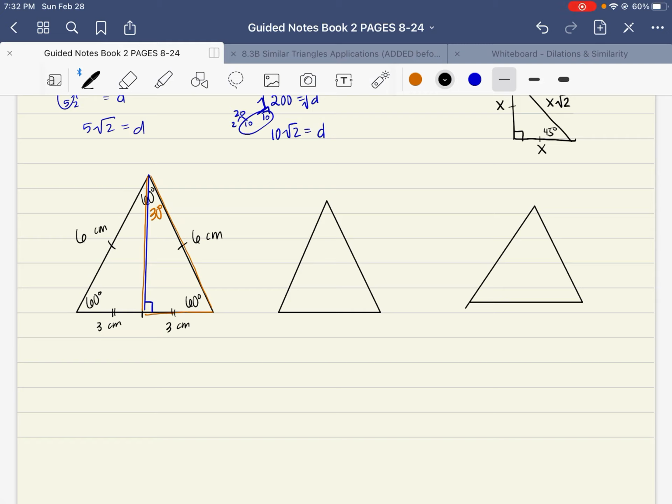So in a 30, 60, 90, we have what we call the short leg, and we have the longer leg. The short leg is always opposite the smaller angle, so the 30-degree angle.